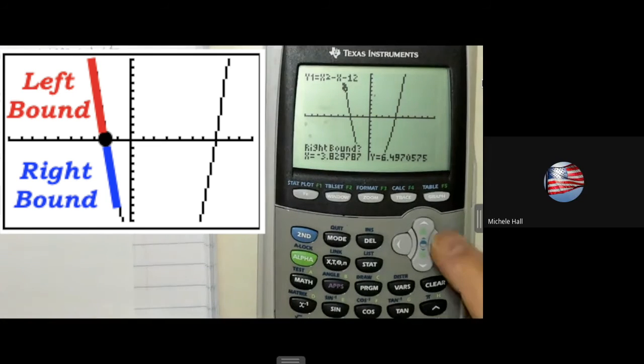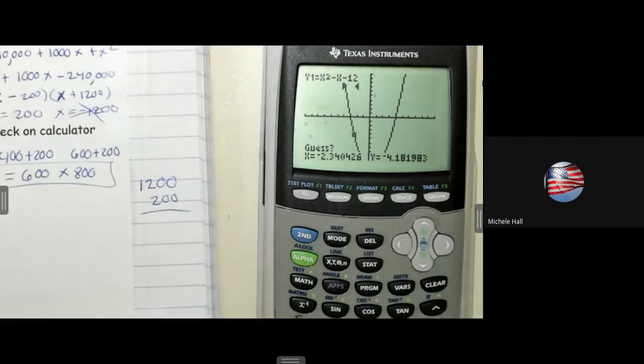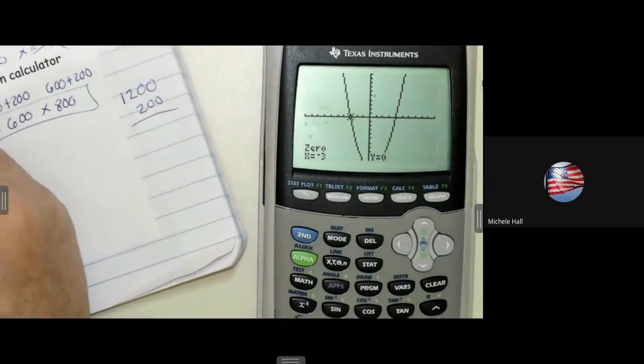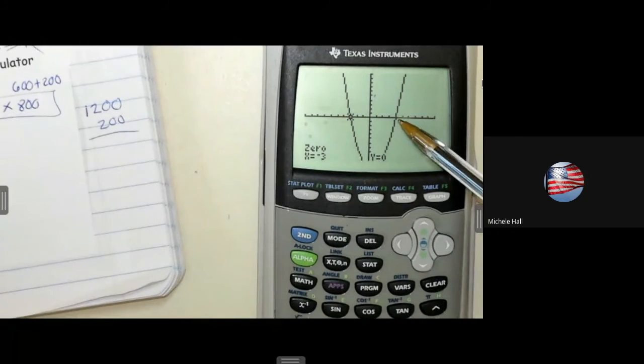So now I've got to go down on the bottom. When I'm on the bottom and go straight up to the axis, I can see I'm on the right-hand side now. Hit enter, and hit enter again. It says guess. Enter, and it will tell you that the zero is at x equals -3. And then we need to do it one more time for the other x-intercept.